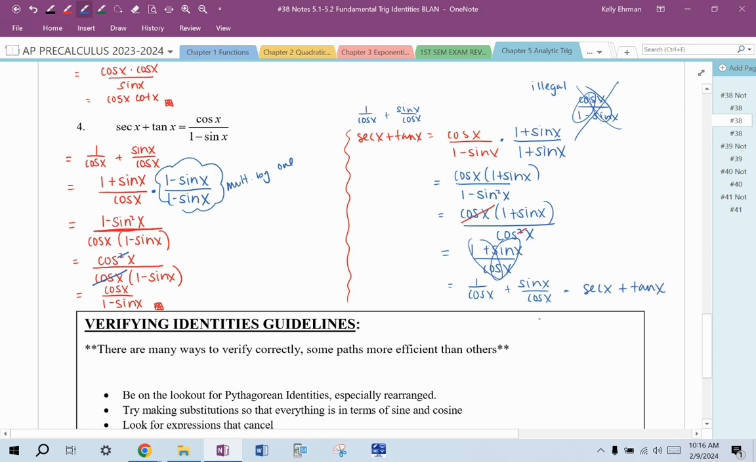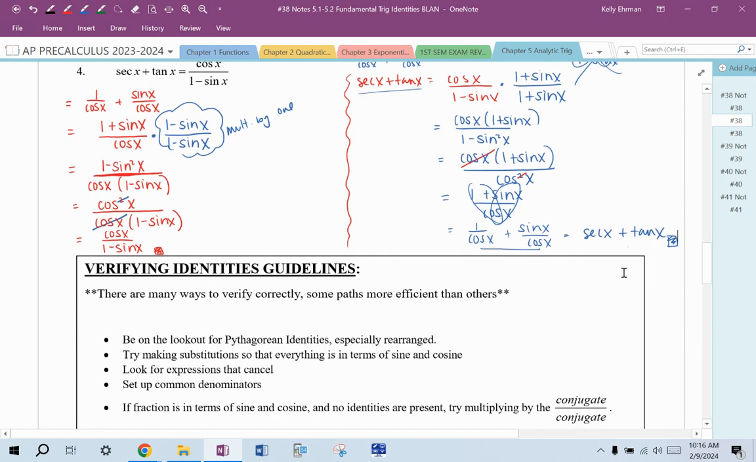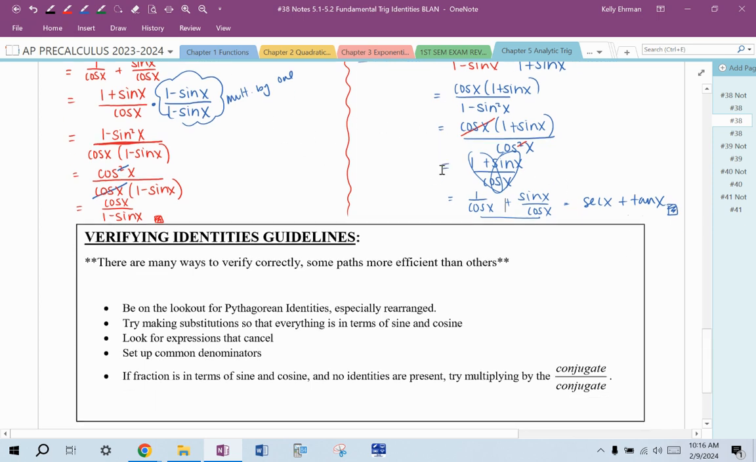So when I say you're not allowed to work on both sides to make them meet in the middle, you're allowed to work on this side and think about it, but you still have to end this side at exactly this side. I couldn't have stopped right here and said this equals this. I need to take it that one step further. So when you are verifying identities, there are many paths. I just showed some examples of like 2 ways to tackle these problems.